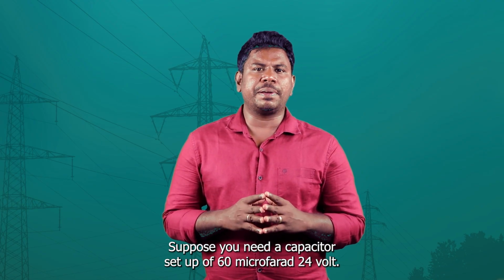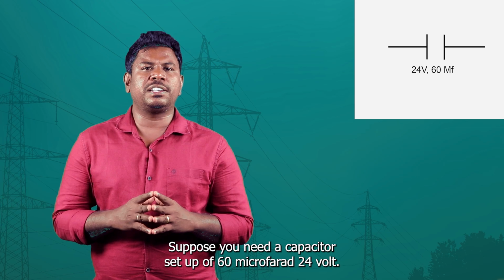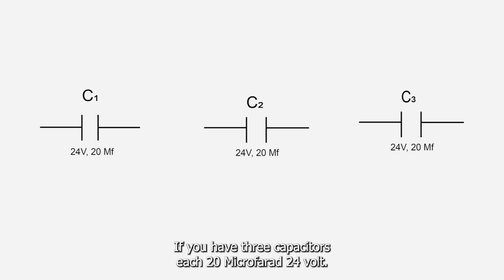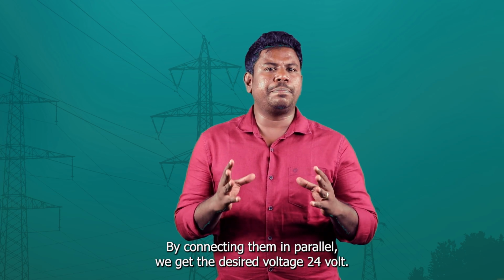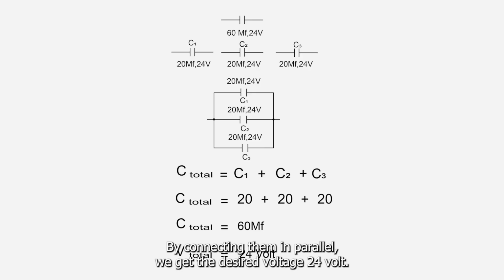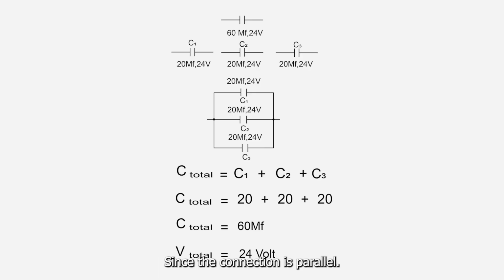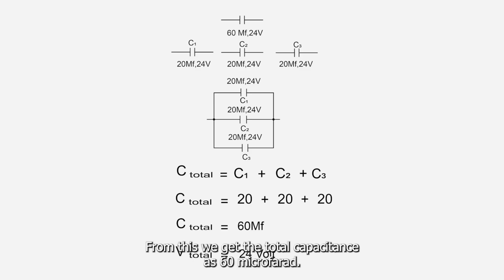Suppose you need a capacitor setup of 60 microfarad 24 volt. If you have 3 capacitors, each 20 microfarad 24 volt. By connecting them in parallel, we get the desired voltage 24 volt since the connection is parallel. To find the total capacitance, just substitute the values in the formula C total is equal to C1 plus C2 plus C3. From this, we get the total capacitance as 60 microfarad.